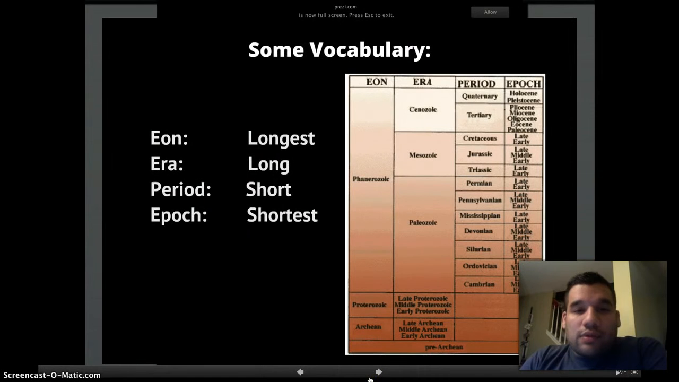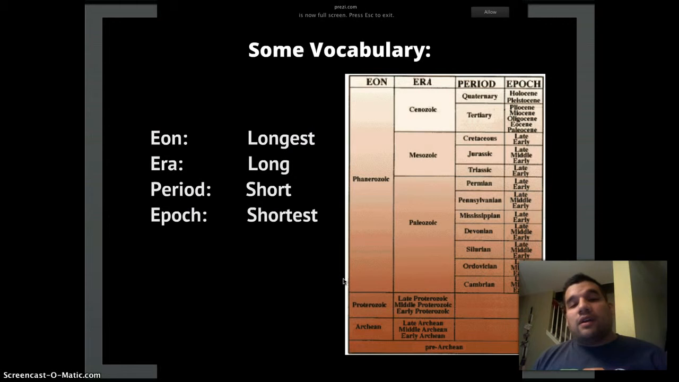Okay. So some vocabulary. We're going to be looking at the words eon, era, period, and epoch. So the geologic timescale is broken up into these chunks. Eon is the longest amount of time. So if we're talking about a time period that is very, very long, we're talking about eons. And then there's eras, then periods, and epochs.